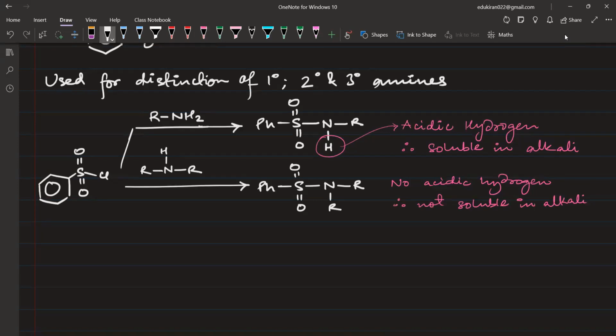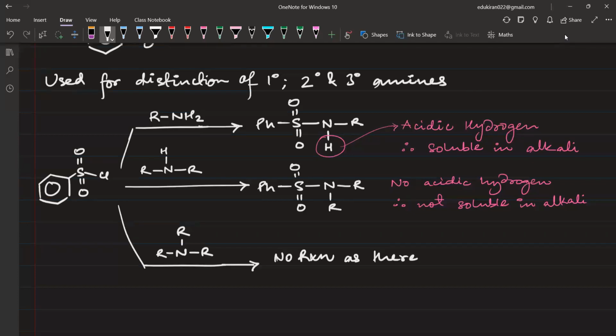Last is what would happen if we take the 3 degree amine. So you have R, nitrogen, R, and one more R. Now, since it does not have any hydrogen, which hydrogen will go with the chlorine? That is why there is no reaction, as there is no hydrogen on the nitrogen atom. Okay, that is why the reaction does not happen here, because of the absence of a hydrogen atom.